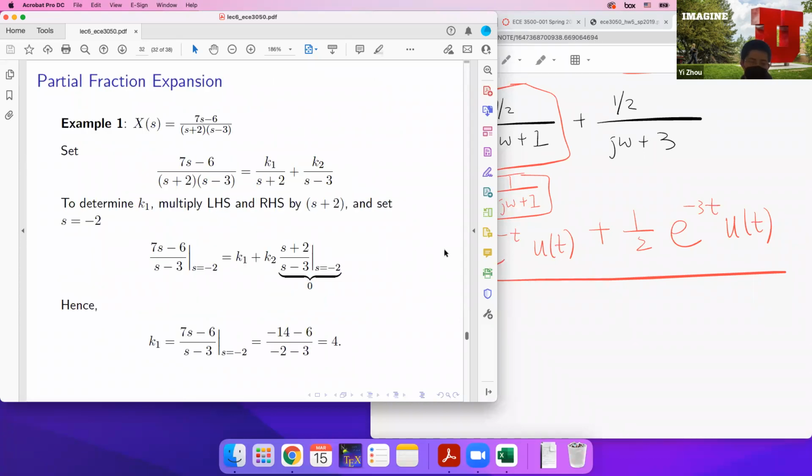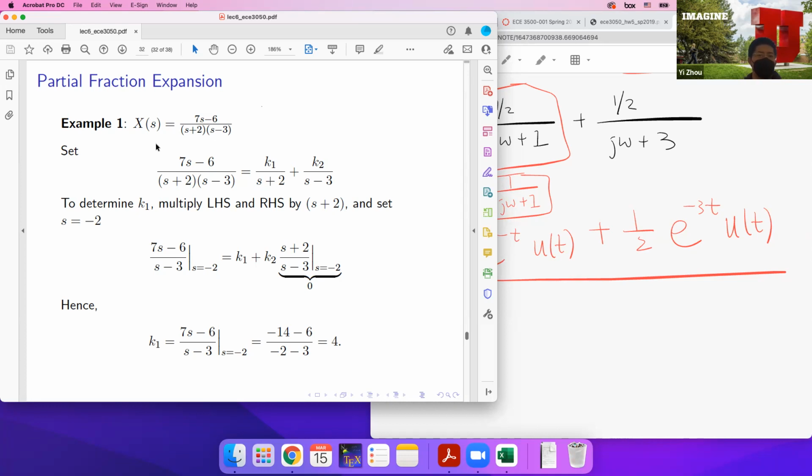Okay, now the key question is how do we do that partial fraction expansion? Here's an illustration. For example, once you end up with such a complex fraction, in the denominator you have a product of two first order terms, s plus 2 and s minus 3. And in the numerator, you have a single first order term, 7s minus 6.